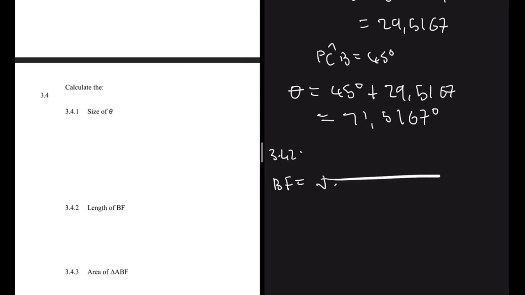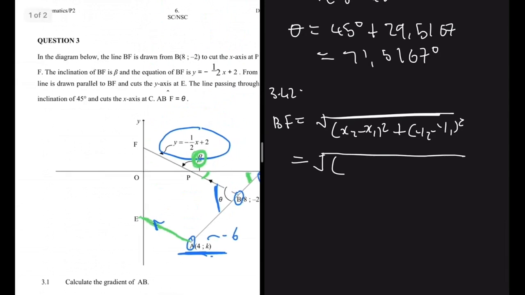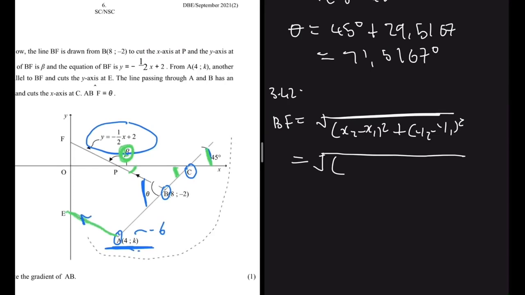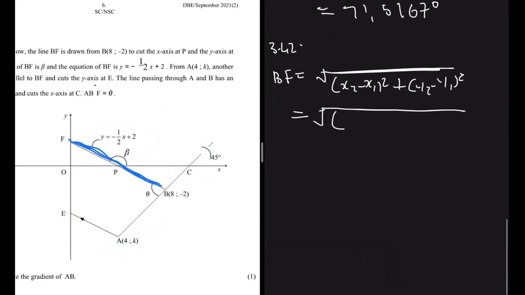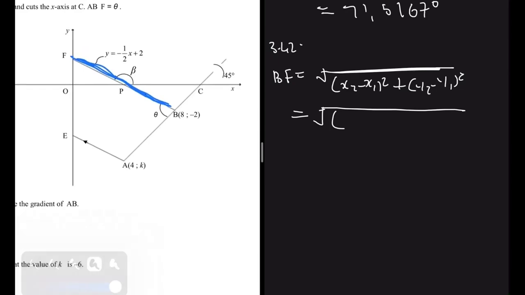We know that the length will be given by the square root of x2 minus x1 squared plus y2 minus y1 squared, right? Again, in this case, we have to decide which point we take in as the second and which point we take in as the first. So we want the length of BF. Let me just erase some stuff here. So you'll realize that we don't have the coordinates of F. So let's find the coordinates of F first so that we can find the length of BF.